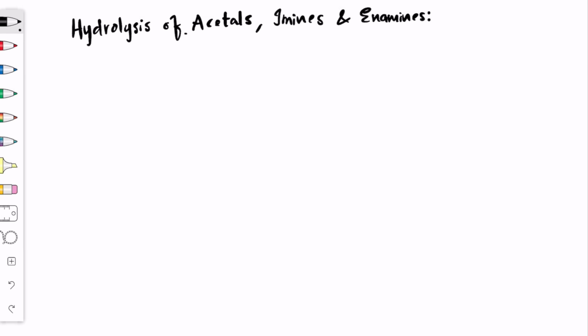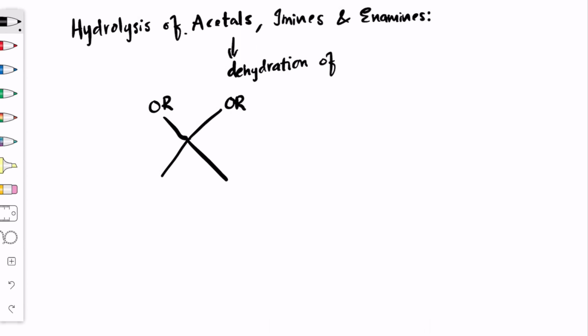So what are acetals? An acetal is a compound where you have OR groups attached to a single carbon in place of the ketone. So remember that on dehydration we end up getting acetal. So acetals form under dehydration of ketones or aldehydes. So you get them when you have dehydration of ketones and aldehydes.